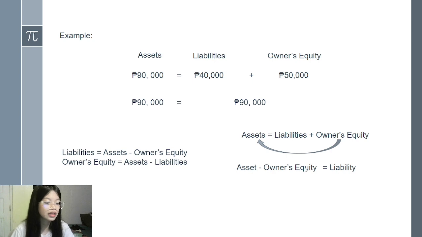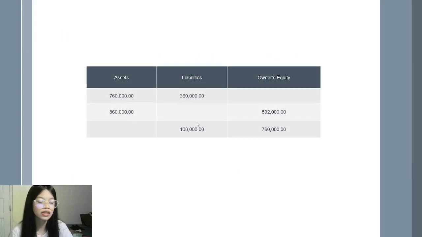So, gagawin lang natin yan sa original na equation natin. So, magiging ganito. Liabilities equals assets minus owner's equity. Ganun din kapag ang hinahanap ay owner's equity, assets minus liabilities. So, another example, gamit yung 3 equation, ay ito. Kapag owner's equity ang hinahanap, again, ipagmaminus lang natin itong assets minus liabilities, which is 760,000 minus 360,000 is equal to 400,000 pesos.